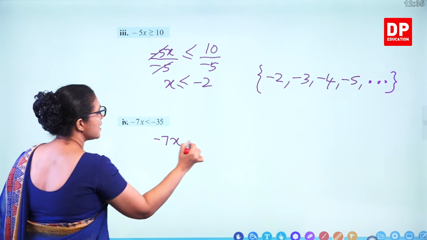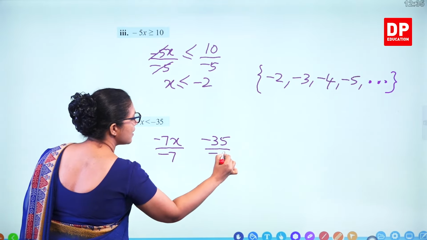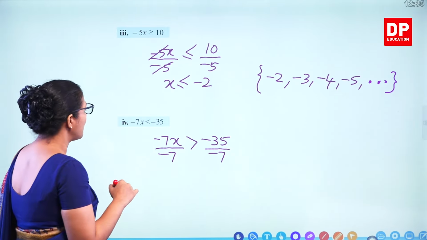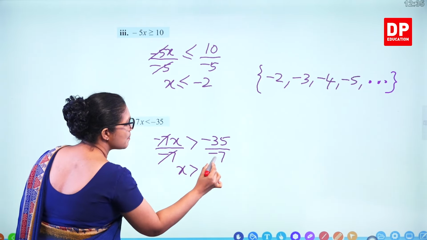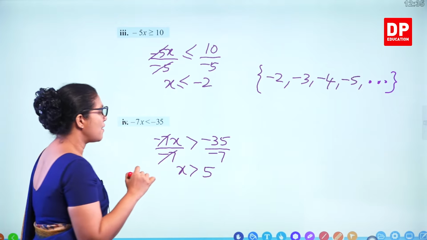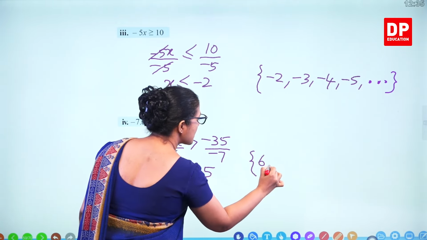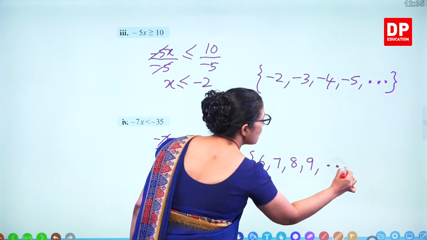Minus 7x and minus 35. You have to divide by minus 7. Sign changes, so you have to change the sign. You get x greater than, minus minus becomes plus, greater than 5. 5 is not included. So starting from 6, 6, 7, 8, 9, like that, positive values.